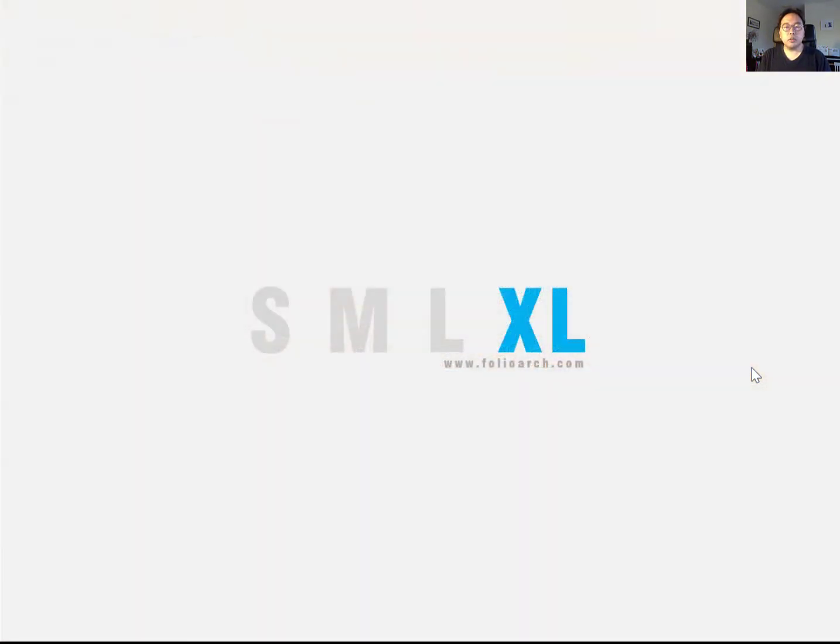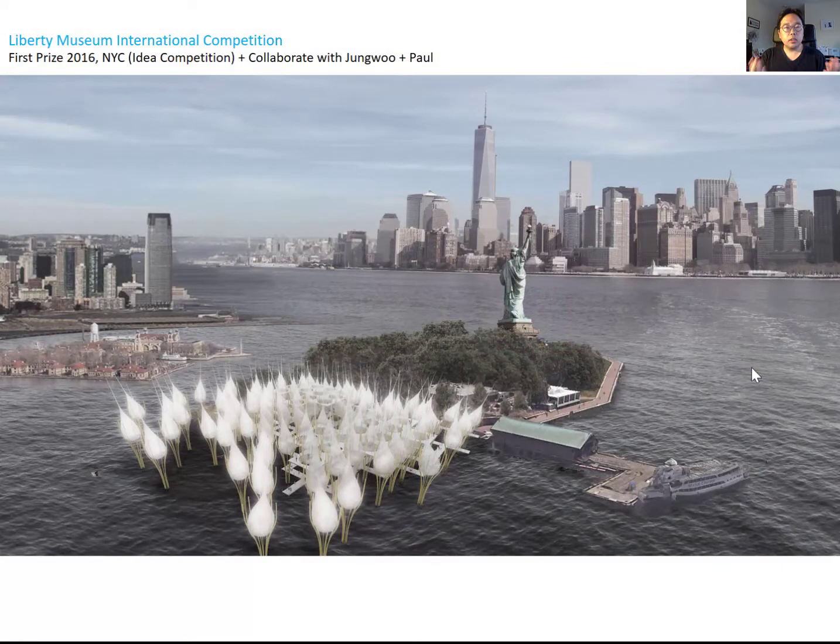So next, we talk about extra large. This is a museum project on Liberty Island. We proposed the museum island on one side of Liberty Island.